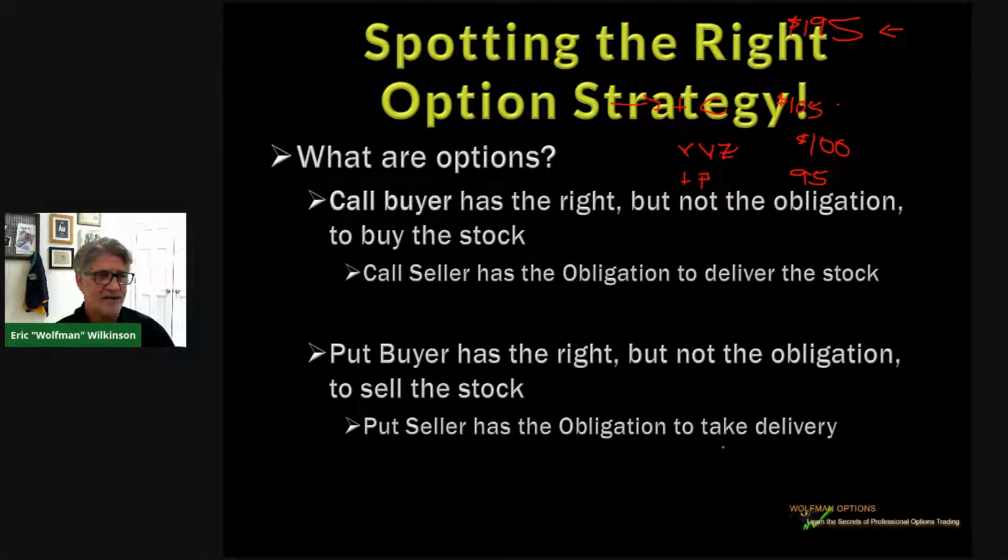All right. And the seller has the obligation to take delivery, meaning if this stock went down to 0, well, I would have to buy the stock at 95. I'm sorry. If I'm the seller of the put, I have to buy that stock at 95. If I'm the buyer of the put, I get to sell my stock at 95 even if it went to 0. If I am the seller of the put, I have to buy that.